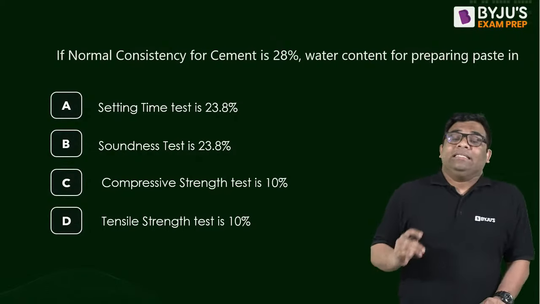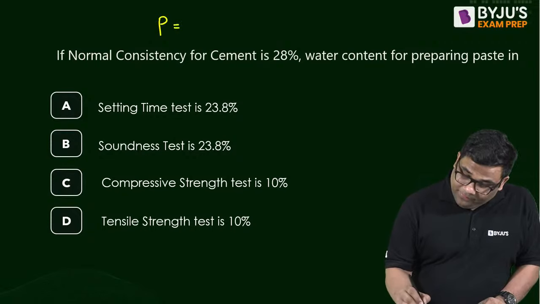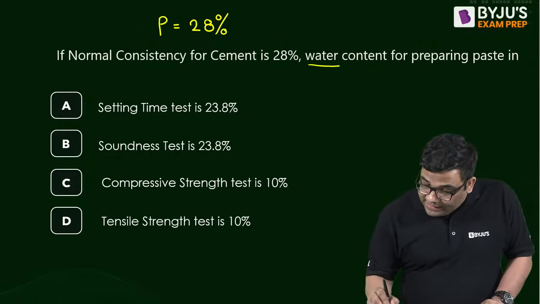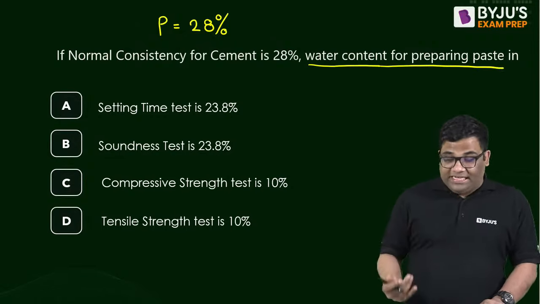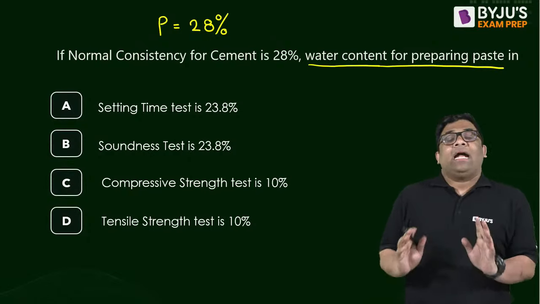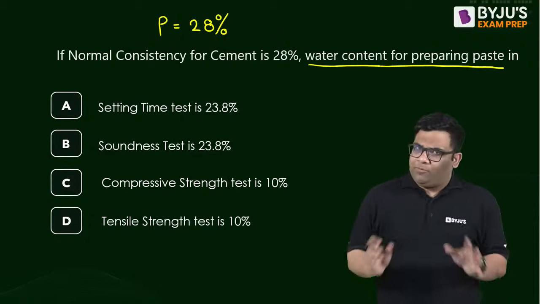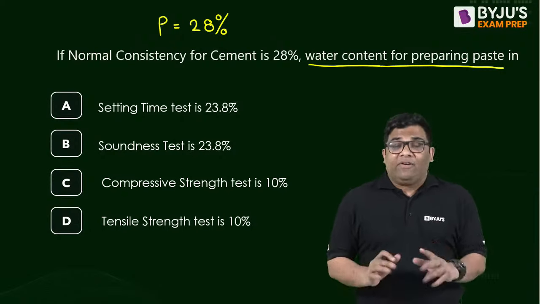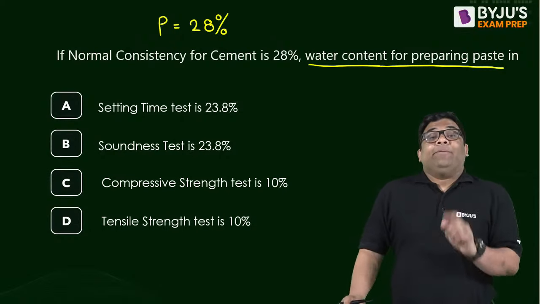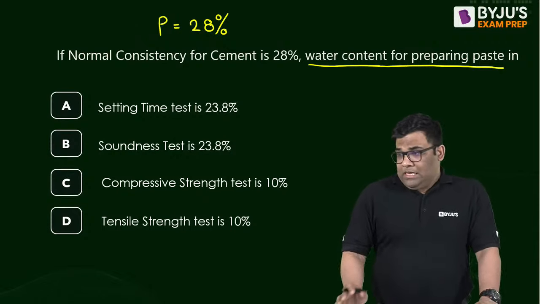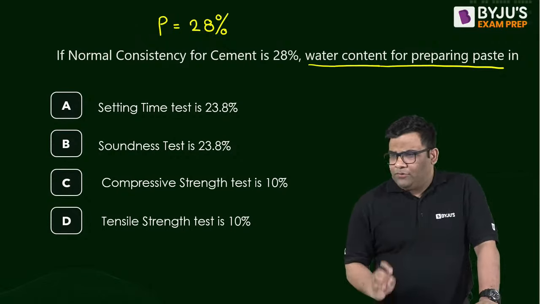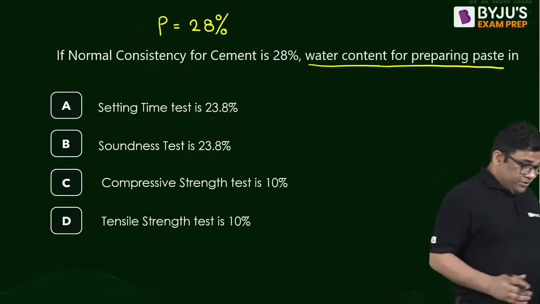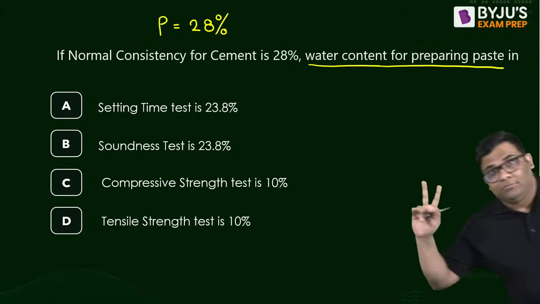The normal consistency of cement is mentioned. The normal consistency of cement P is given as 28%. Now the water content for preparing the paste for various tests is given. There are standard formulas. Whenever you conduct a cement test, you have to add water, form a paste, and then conduct the test. For different tests, a different amount of water is added, depending on the normal consistency value. Use your memory to find that formula and solve this question. I'll give you some time, and then I will solve it for you. It will be a two mark question.